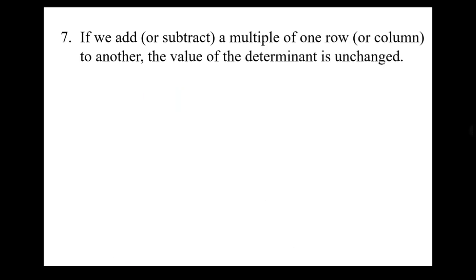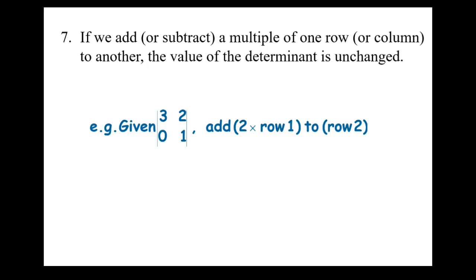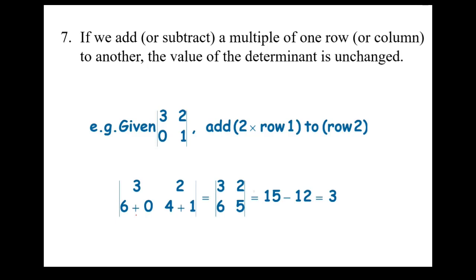For the seventh property: if we add or subtract a multiple of one row or column to another, then the value of the determinant is unchanged. Here we have the determinant of 3, 2, 0, 1. We add 2 times row 1 to row 2. So that means row 2 will be changed by adding 2 times row 1, which gives 6, 5. When we find the determinant, it is 3, which is equal to this determinant.